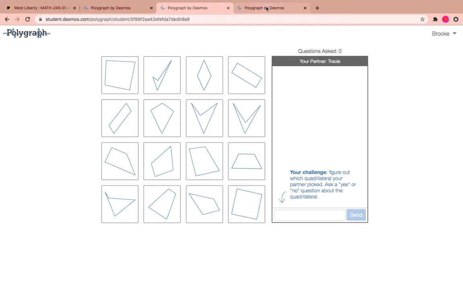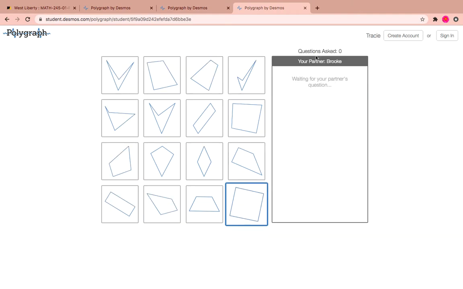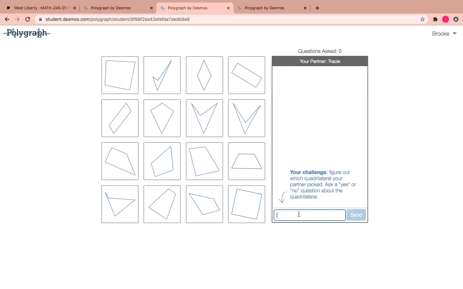So I'm going to go ahead and pick my quadrilateral. I'm just going to do a basic square for today. And we can see that we're waiting for our partner's question. So our partner is going to ask us a yes or no question. And remember, they need to be yes or no. So I would start out with asking, does your shape have only 2 congruent sides?